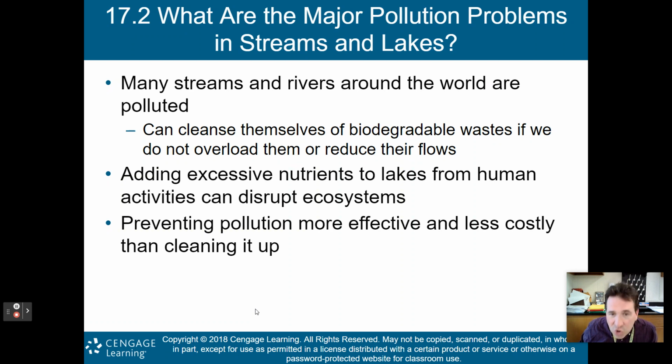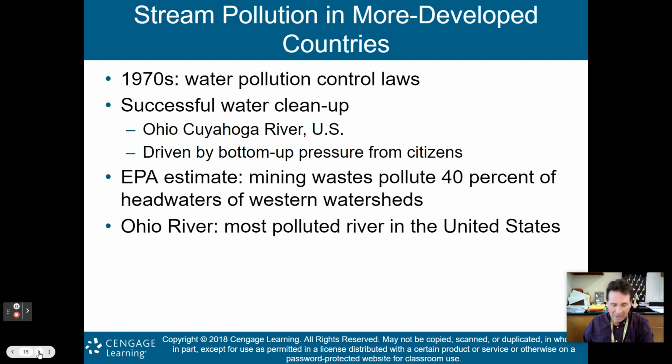Adding excessive nutrients to lakes from human activities, again, can disrupt ecosystems. That's what we're talking about here. Preventing pollution is more effective and less costly than cleaning it up, right? We're learning in this course that prevention is much cheaper than cleanup. So prevent it first, and then you don't have to worry about cleaning it up.